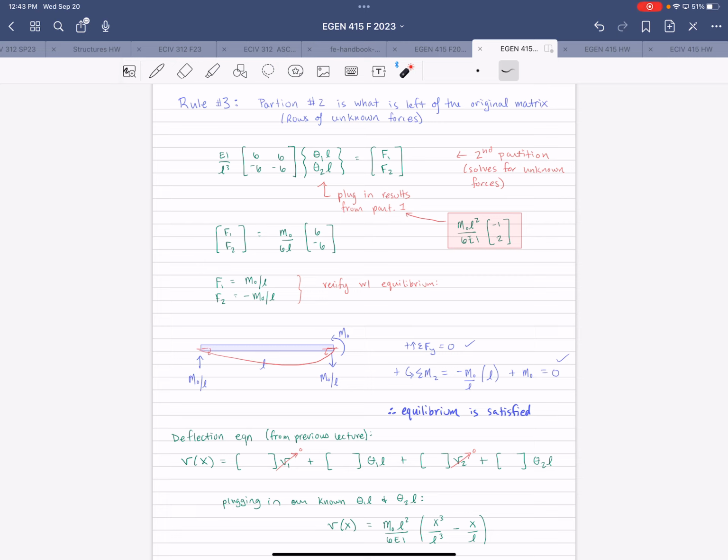So, trying to think of how best to explain this. Oh, because there's no actual applied moment on both sides. It's just a singular applied moment. Yes, okay, yes.